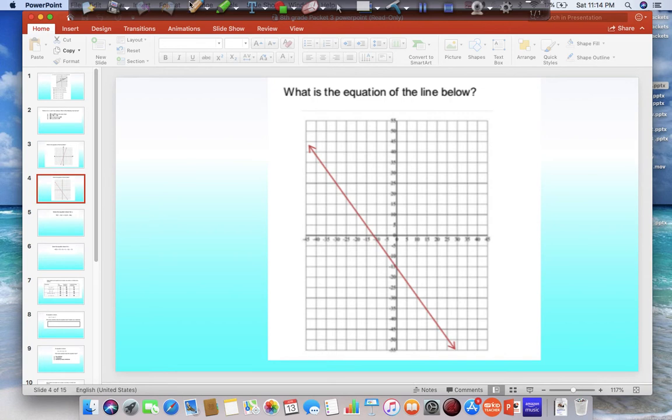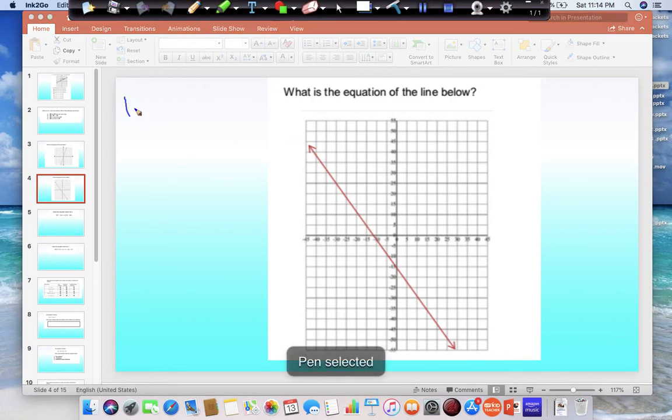We are doing the same thing with this problem. Okay, again, we want to put this in slope-intercept form.